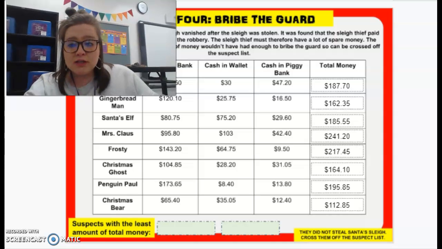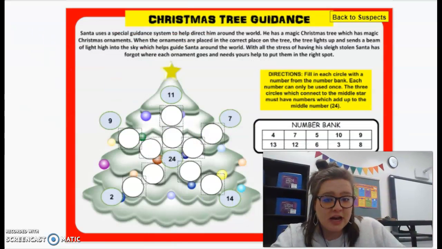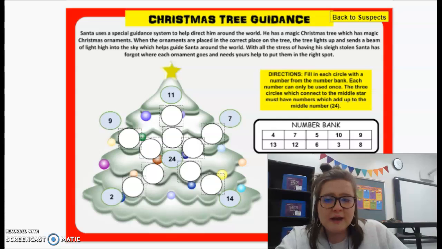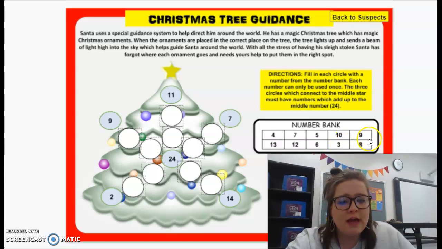And then I also want to challenge you to do this one on Thursday. It is going to be a little bit of a challenge, but I definitely think you guys can do it. You are going to fill in each circle with the number from the number bank. So here are your numbers: 4, 13, 7, 12, 5, 6, 10, 3, 9, and 8. Each number can only be used one time.